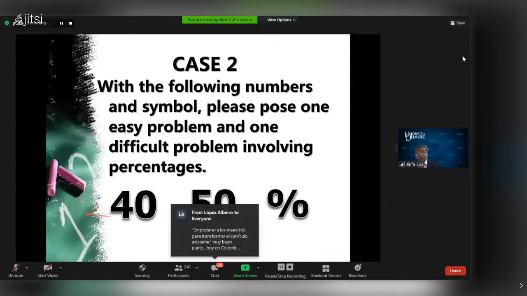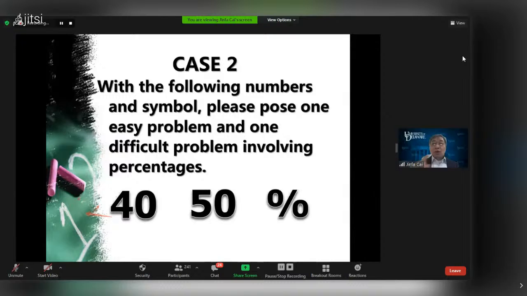Case two. This is a review lesson. The entire lesson is based on this problem posing task: with the following numbers and a symbol, please pose 1 easy problem and 1 difficult problem involving percentages. Given the 40, 50%, each student needs to pose 2 problems.